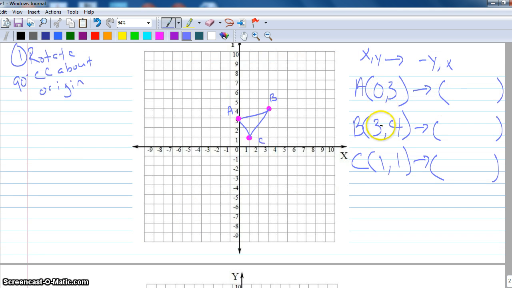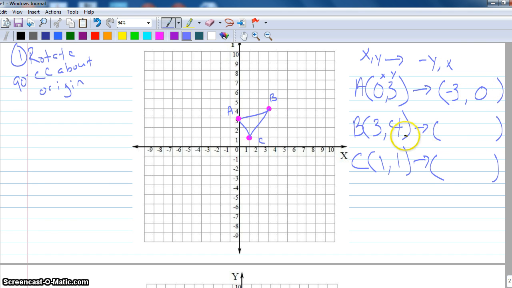Alright, so here are the points for A, B, and C. And here's the rule. It says to write y first. So I'm going to put my 3, because that's x and that's y. And then the negative really means change the sign. That's a positive, so I'm going to put a negative. If this were a negative 3, it becomes a positive 3. And then you put x.